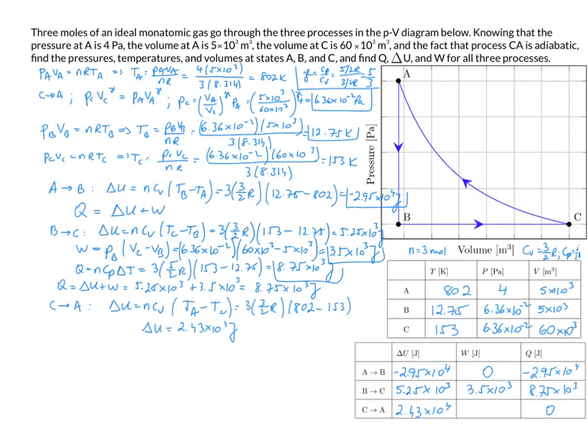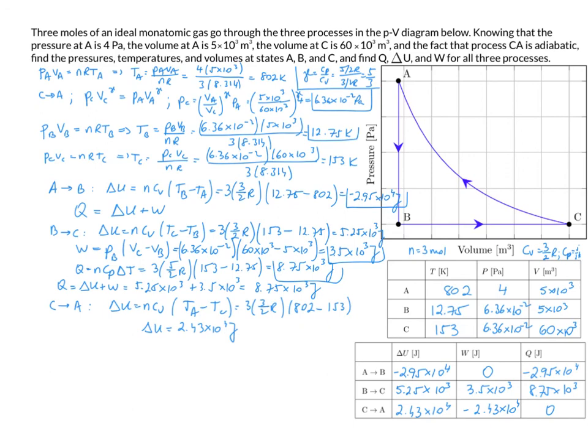And knowing that the heat is 0, I have to have change in internal energy plus work being equal to 0, which just means that the work is the negative of this value. So that would be negative 2.43 times 10 to the fourth joules.